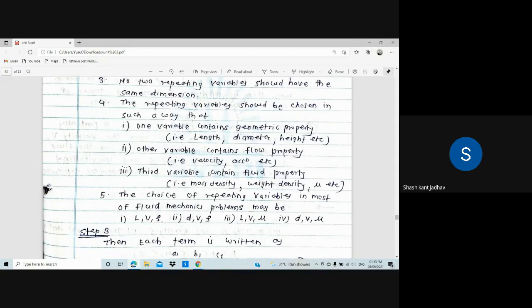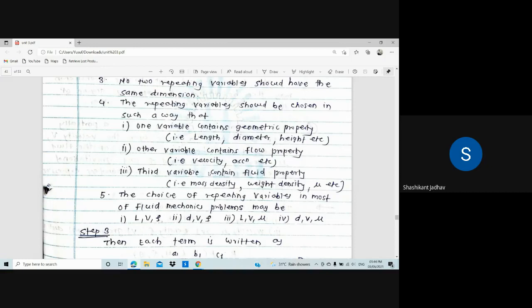Okay. So write down: third variable contains fluid property. In bracket write down that is mass density, comma, weight density, comma, dynamic viscosity mu, etc.